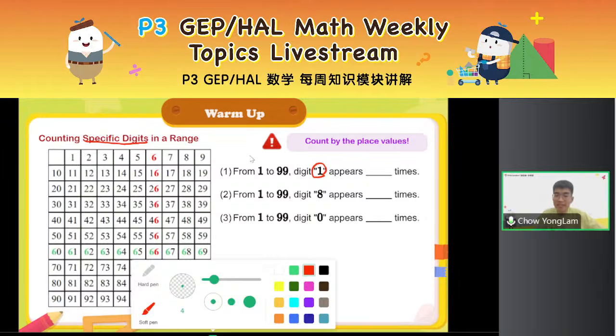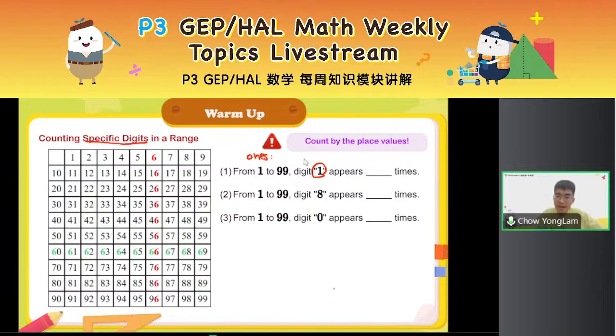So how many times did it appear in the ones? How many times did it appear in the tens? Okay, let's go. So how many times did the 1 appear in the ones? 1, 2, 3, 4, 5, 6, 7, 8, 9, 10. 10 times at the ones.